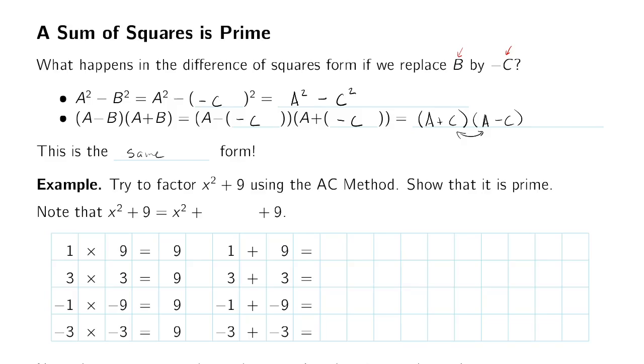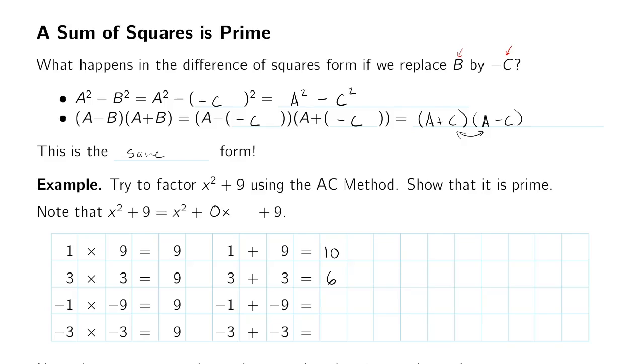Let's try an example with kind of small numbers. All right, let's try to factor x squared plus 9 using the AC method. And of course, we need to stick in a 0x term. So we're looking for two numbers that multiply to positive 9 and add up to 0. Well, we could take 1 times 9. 1 plus 9 is 10. That's not 0. We could take positive 3 times positive 3. 3 plus 3 is 6.